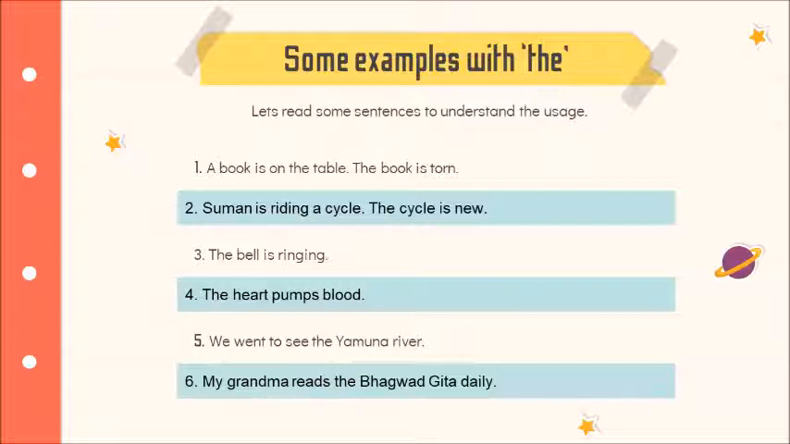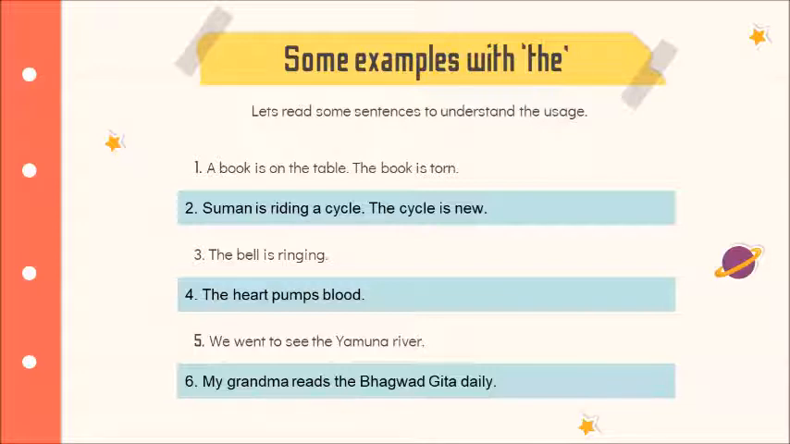Sentence number 3. The bell is ringing. Now here, bell is unique in its kind. There is probably just that one bell in that school. So I put the before the bell. So the bell is ringing. Sentence number 4. The heart pumps blood. Now heart again is one of its kind. Rule 2 says so. That is why I put the before heart.